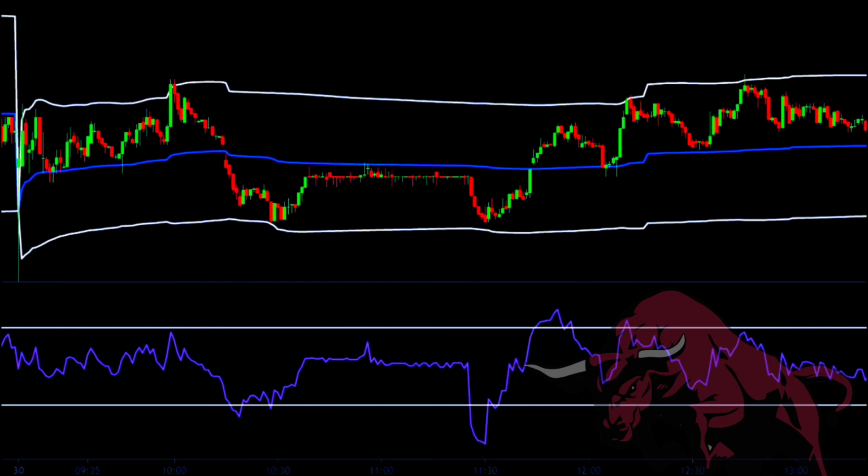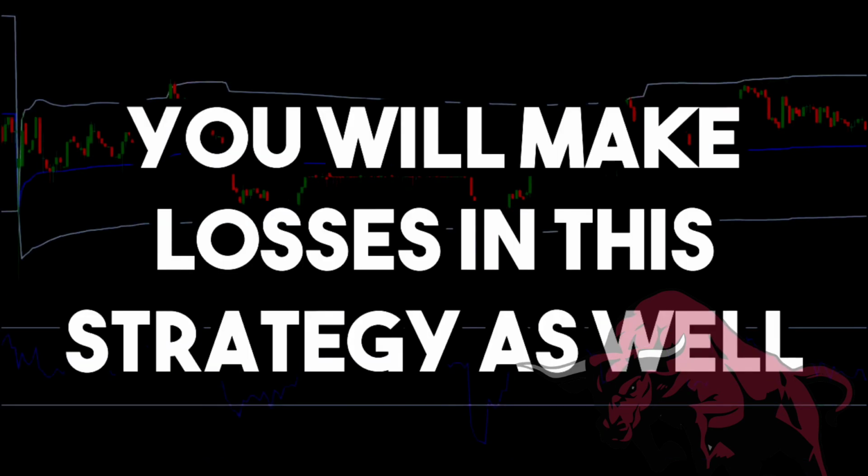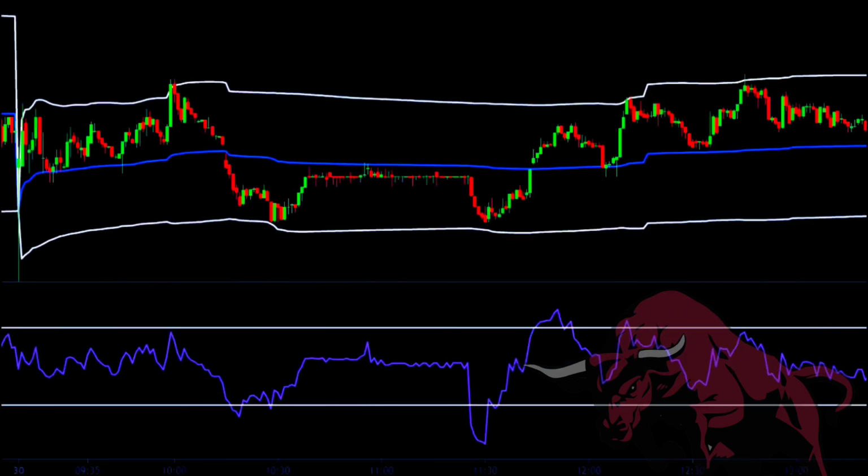Just like any other strategy, you will make losses in this strategy as well. But the probabilities of success are much higher than the losses. So practice this strategy and paper trade it, before putting your hard-earned money in it.